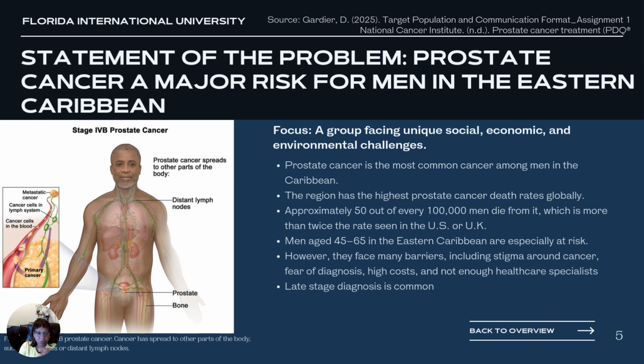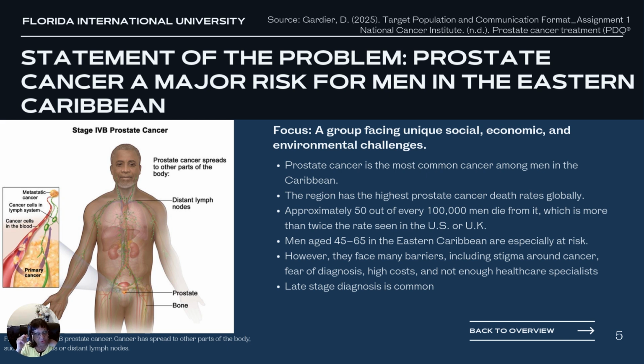So this group, which is men 45 to 65, they face unique social, economic, and environmental challenges. And as a result, prostate cancer is the most common cancer among the men in the Caribbean. The region has the highest prostate cancer death rates globally, and it's been estimated that 50 out of every 100 men die from it, which is more than twice the rate seen in the US or even in the UK.